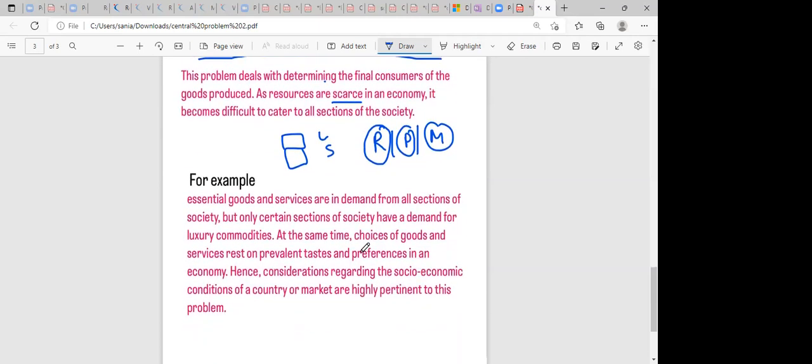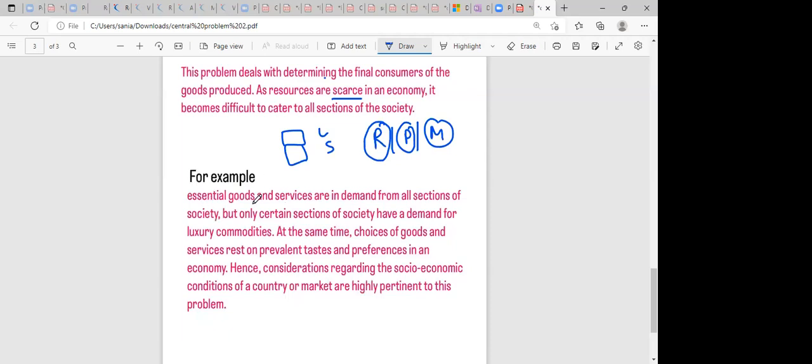For example, essential goods and services are in demand for all sections of society. Essential goods are, for example, fans, medicines, water, food. Whether you are rich or poor, all sections of society need these. But only certain sections have demand for luxury commodities. At the same time, the choice of goods and services rests on the prevalent tastes and preferences in an economy. Prevalent means ongoing.